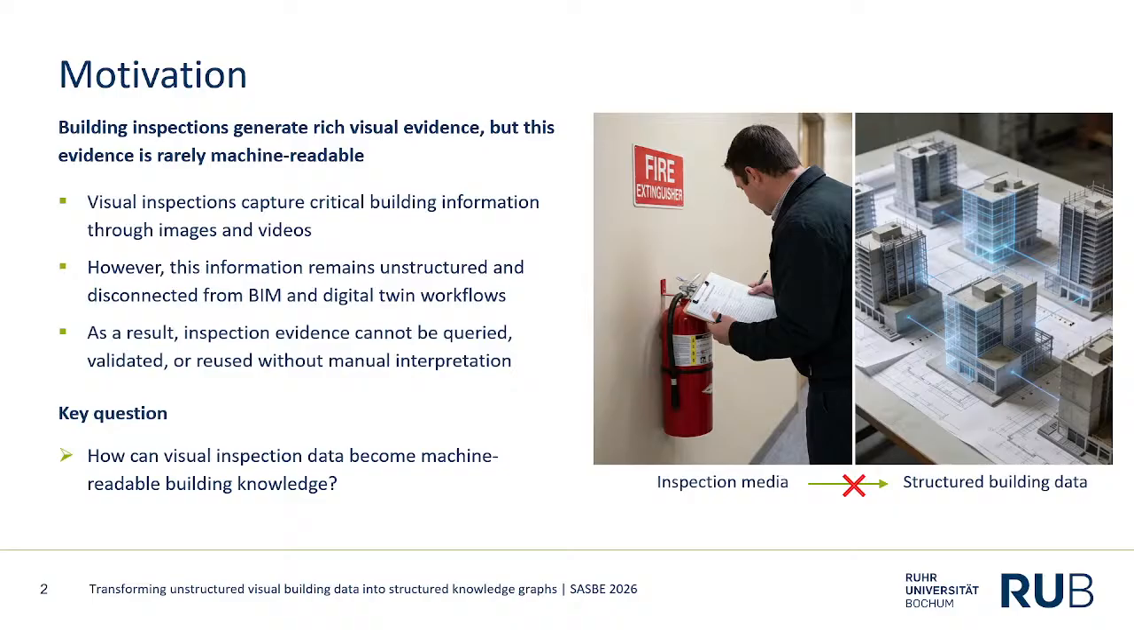However, this information still remains unstructured and still disconnected from the building information environment. And as a result, it cannot be queried. So we can't really figure out if certain assets need a certain inspection. And that's why we're asking the key question, which is how can visual inspection data become machine-readable building knowledge?